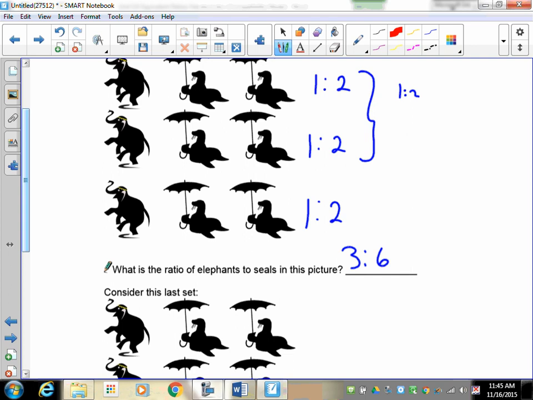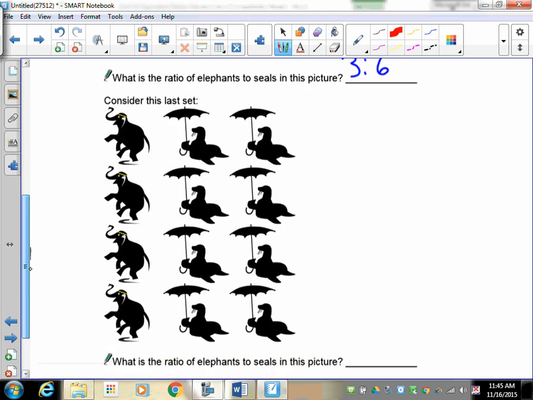Let's take the last set. Now I'm going to quadruple it, multiplied by 4. What's the ratio of elephants to seals? Well, I've got 4 elephants, and I've got 2, 4, 6, 8 seals. But you'll notice I'm still 1 to 2 for every set, aren't I? Doesn't matter how I mix this up, there's always 1 elephant for every 2 seals.